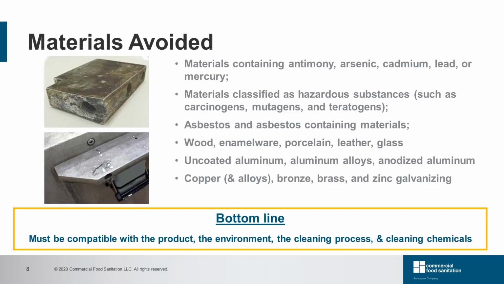This principle covers materials that are not accepted to come in contact with food. Materials containing antimony, arsenic, cadmium, lead or mercury. Materials classified as hazardous substances such as carcinogens, mutagens and teratogens. Asbestos and asbestos-containing materials. Wood, enamelware, porcelain, leather, glass. Uncoated aluminium, aluminium alloys, anodized aluminium. Copper and alloys, bronze, brass and zinc galvanizing.